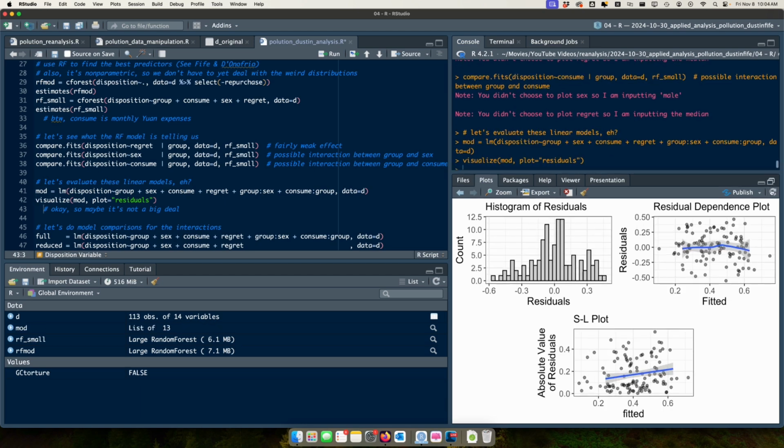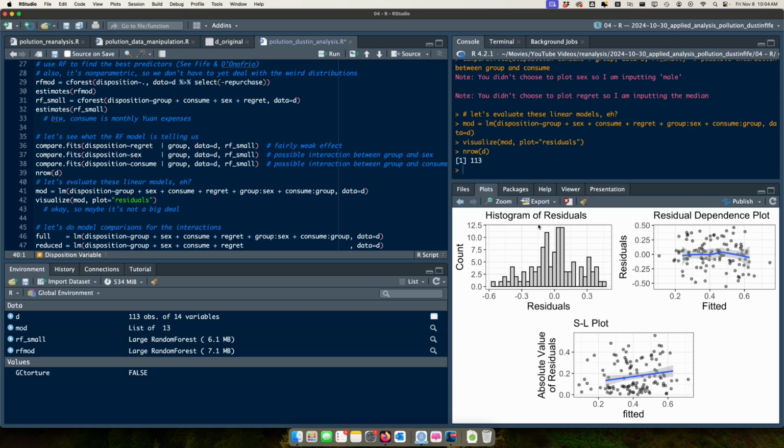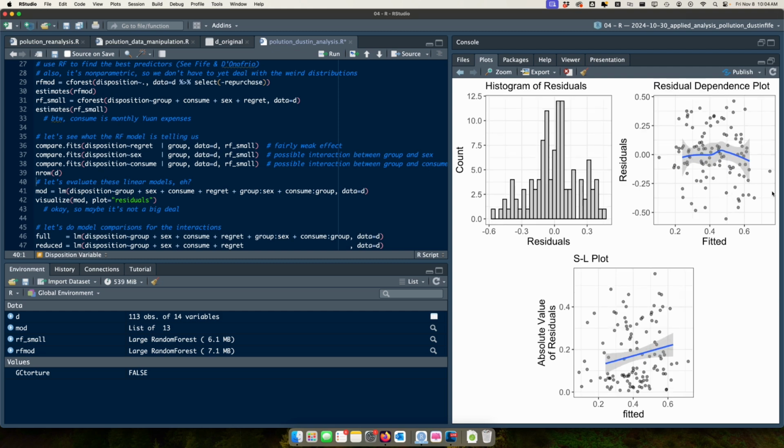So if I look at this plot on the right, the histogram of the residuals, it's bumpy, but you would expect that for a sample size of, let's see, N row D, 113. Not that big of a sample, so the fact that it's fairly symmetric, it's not like super skewed, I'm not worried about that. And then residual dependence plot, there's some bumpiness, but for the most part it's relatively flat, suggesting that we don't have any linearity problems.